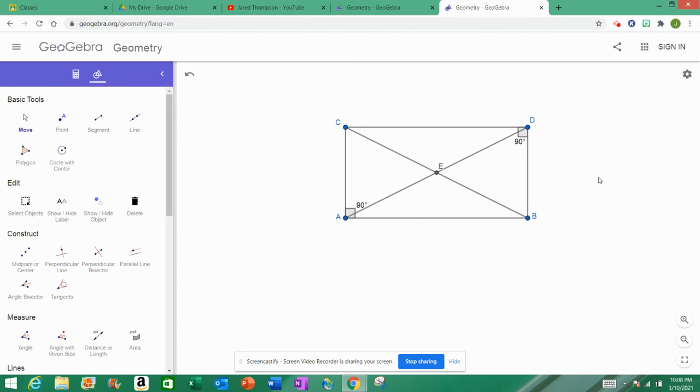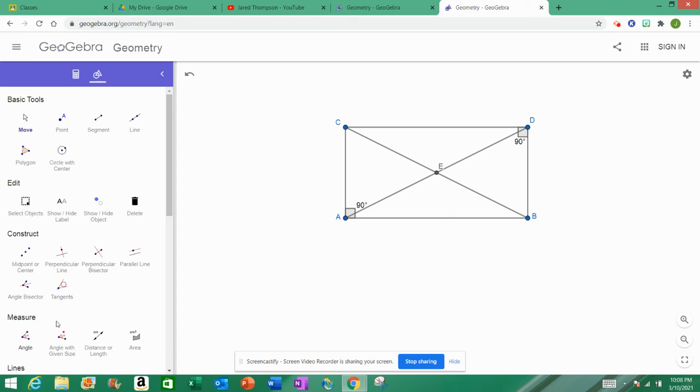And then all those properties that we talked about for parallelogram: opposite sides congruent, opposite angles congruent, the same side angles are supplementary, and the diagonals bisect each other. That happens too. So all those properties apply to a rectangle. But the rectangle has one extra property that comes with it, and it involves the diagonals.